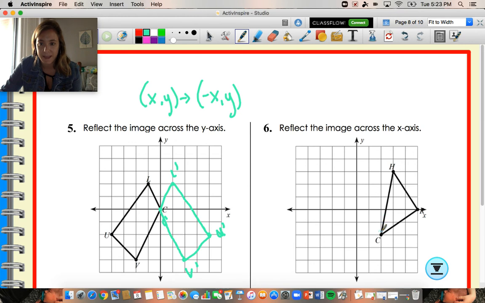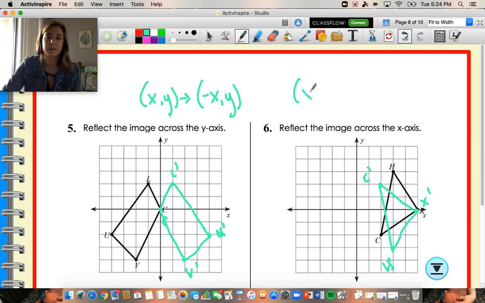What about this one across the x-axis? 1, 2, 1, 2. C prime. 1, 2, 3, 1, 2, 3. H prime, and then, oh, that's going to stay the same. It's x prime. Label as you go, because check out, this one looks messy, doesn't it? Because it's overlapping. Oof, that was a bad last line.